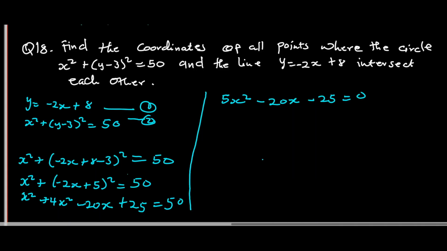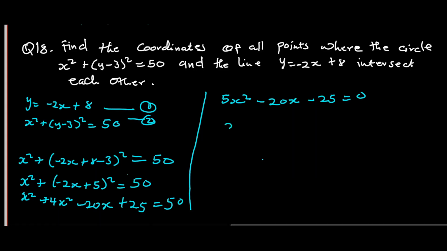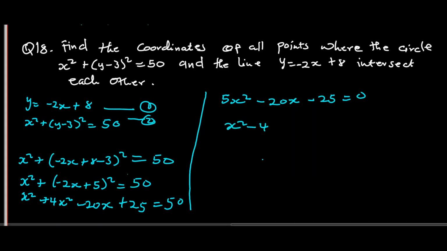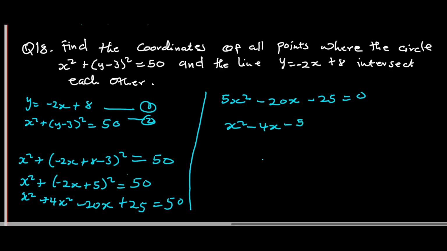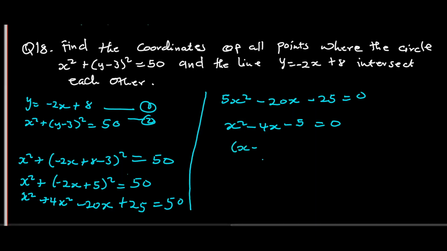Now 5 is a factor of all of them, so I divide through by 5, and I have x squared minus 4x minus 5 equal to 0. Now if we factorize them, we put them into factors, we are going to have x minus 5 and then x plus 1. So now we have these two factors.